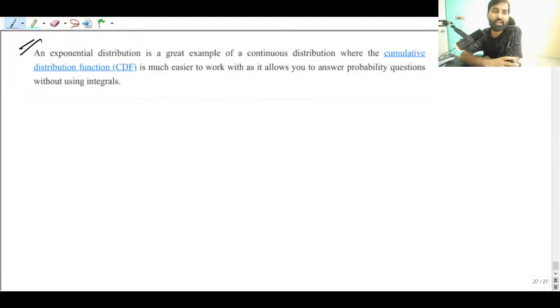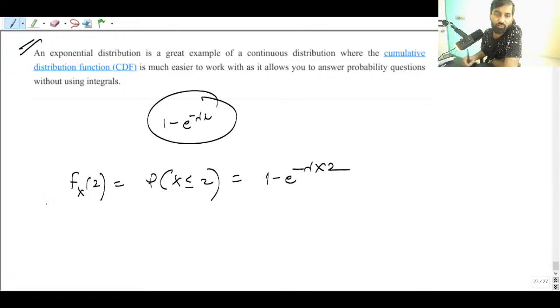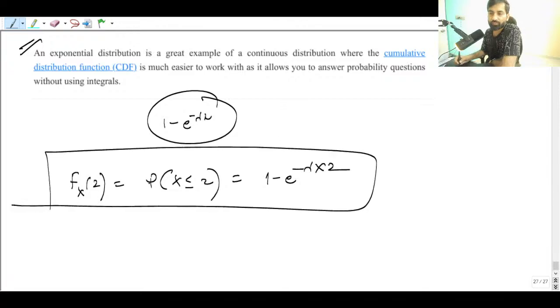Okay, so as you can see here, the exponential distribution is a great example of a continuous distribution where the cumulative distribution function is much easier to work with, right? You might have seen, 1 minus e raised to minus lambda x. So suppose you have to find F of 2, that is nothing but probability X less than 2, which is nothing but 1 minus e raised to power minus lambda times 2. If the value of lambda is given, the answer will come, right?